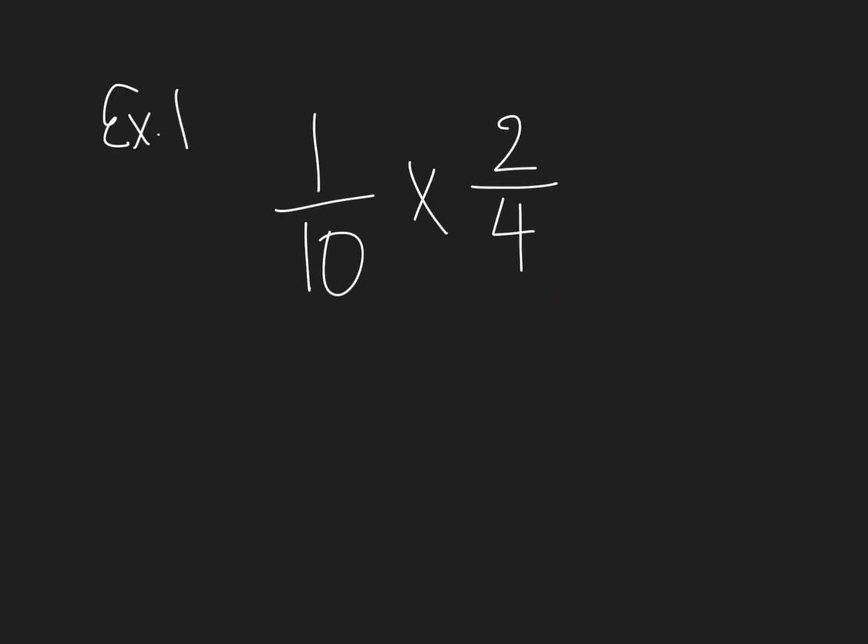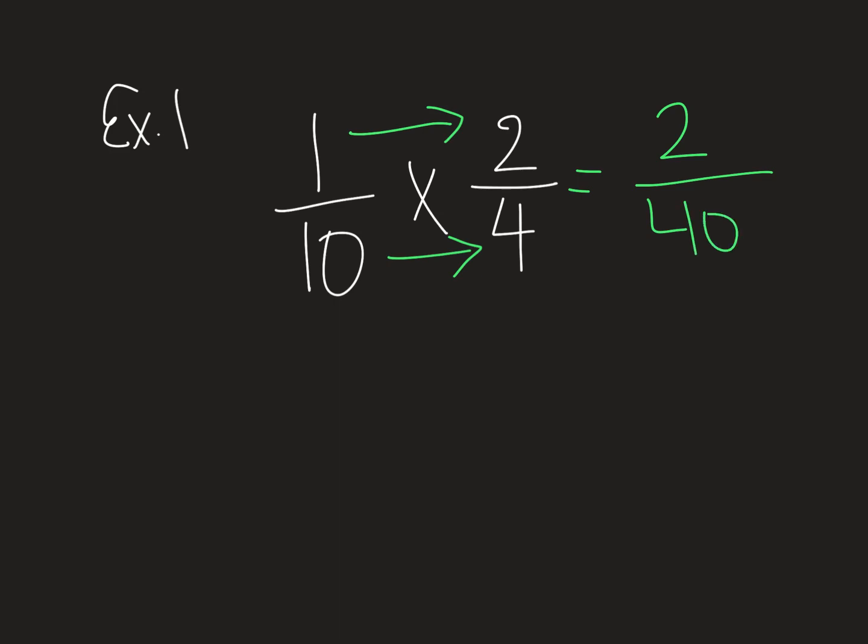All right, in this example, we just have our basic simple fractions. We don't have any mixed fractions, we don't have any whole numbers, so we can just jump right in. We are going to multiply top times top. So 1 times 2 is 2, and bottom times bottom. So 10 times 4 is 40.